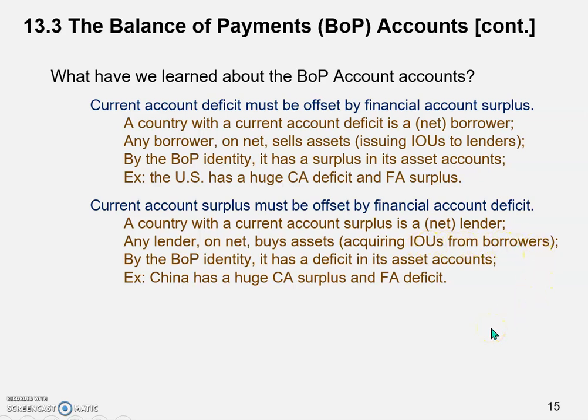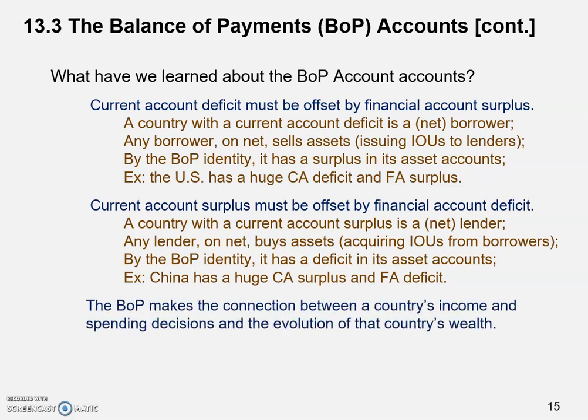Okay, so when they lend, for example, they would buy US treasury bonds or treasury assets or any other monetary assets issued by American entities. So by the BOP identity, it has a deficit in its asset accounts, in other words, the financial account. An example would be China, which has a huge current account surplus and a financial account deficit at the same time. Okay. So through this logical reasoning, it should be easy for you to understand why a country always has a deficit in one account and a surplus in another account. Okay.